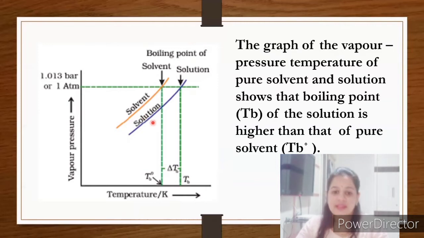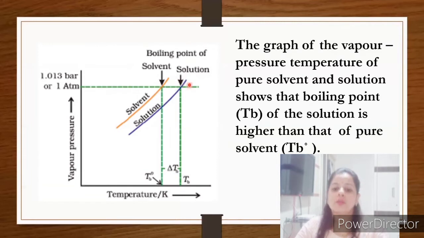So what does this graph signify? The vapor pressure versus temperature curves of the pure solvent and the solution show that the boiling point of the solution is higher. See here, this is the vapor pressure; this becomes the boiling point of the solvent, and this is the vapor pressure of the solution, which gives the boiling point of the solution. So from this graph you can see that the boiling point has been increased by adding a non-electrolyte or non-volatile solute to a solvent.